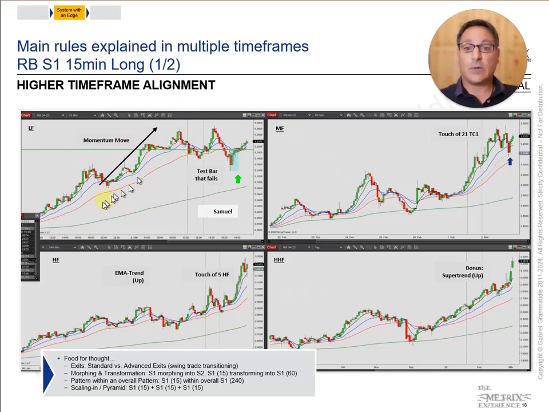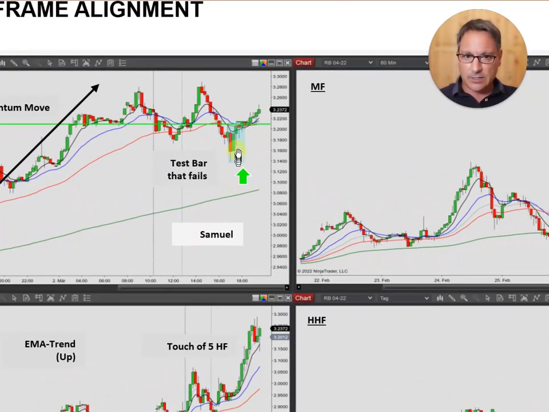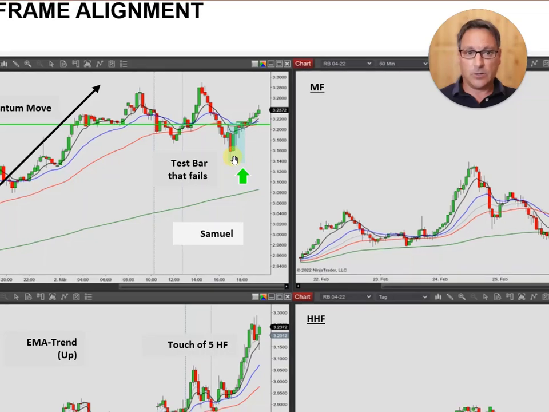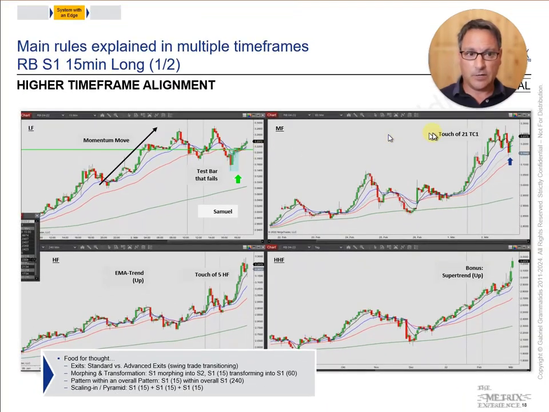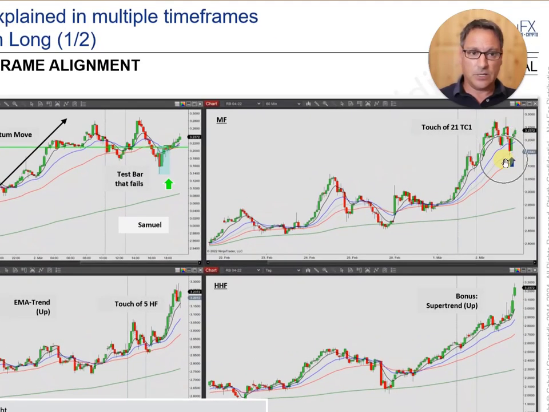That's an S1 pattern. That's our momentum move. This is our consolidation. This is our test bar, right? Test bar, nice, beautiful. We love that. And entry is here, stop is here. What is nice about this stop level? Well, the stop level is right here on the other side of the 21 moving average.